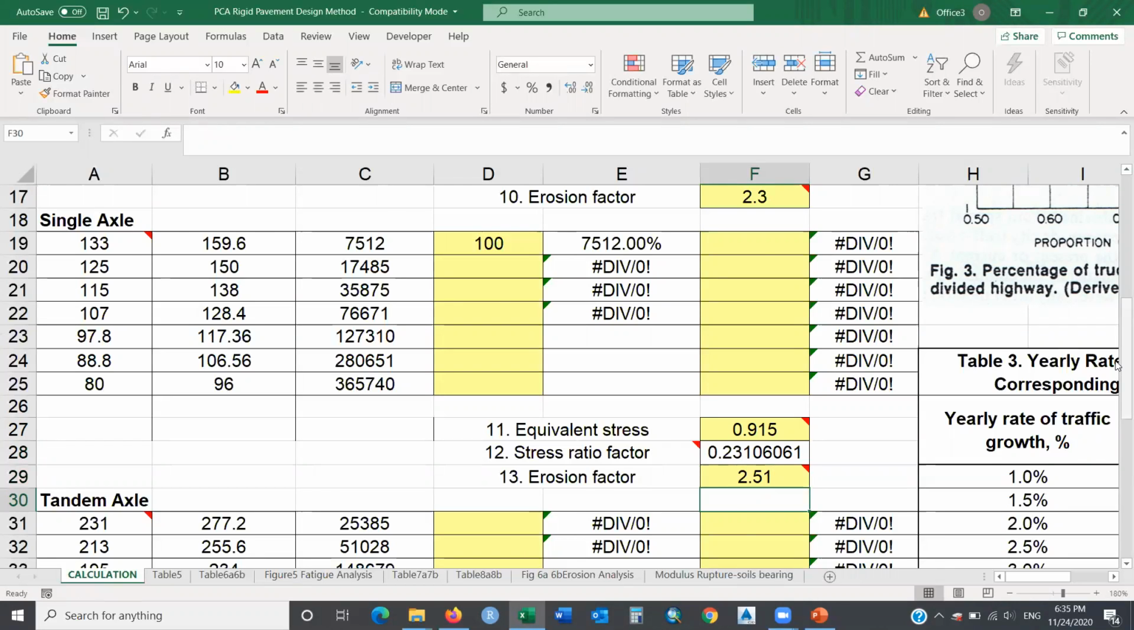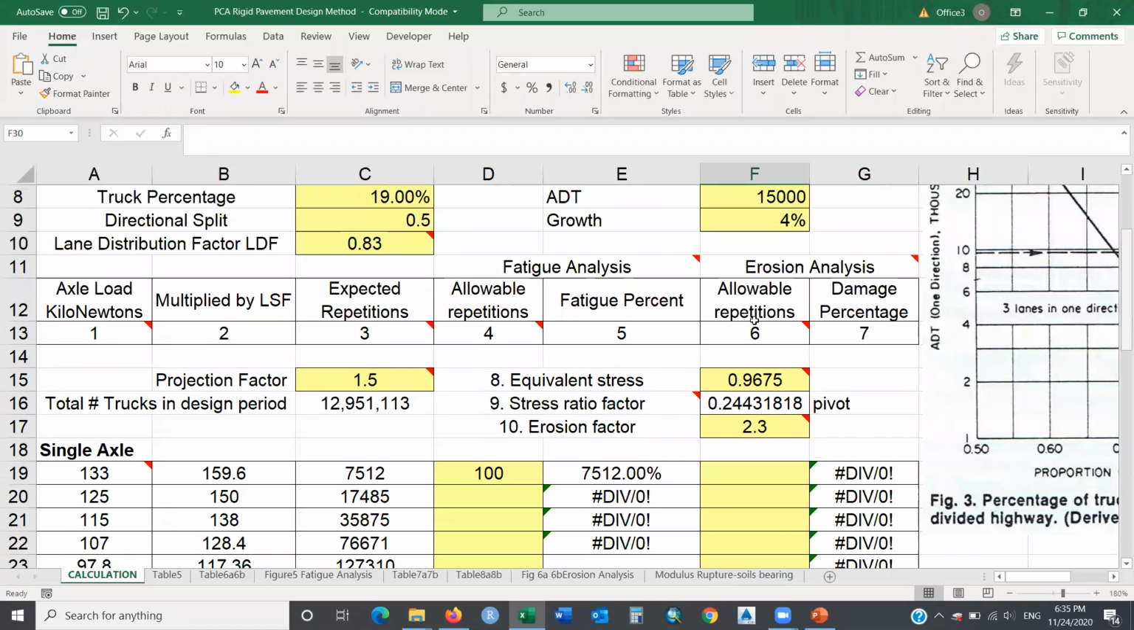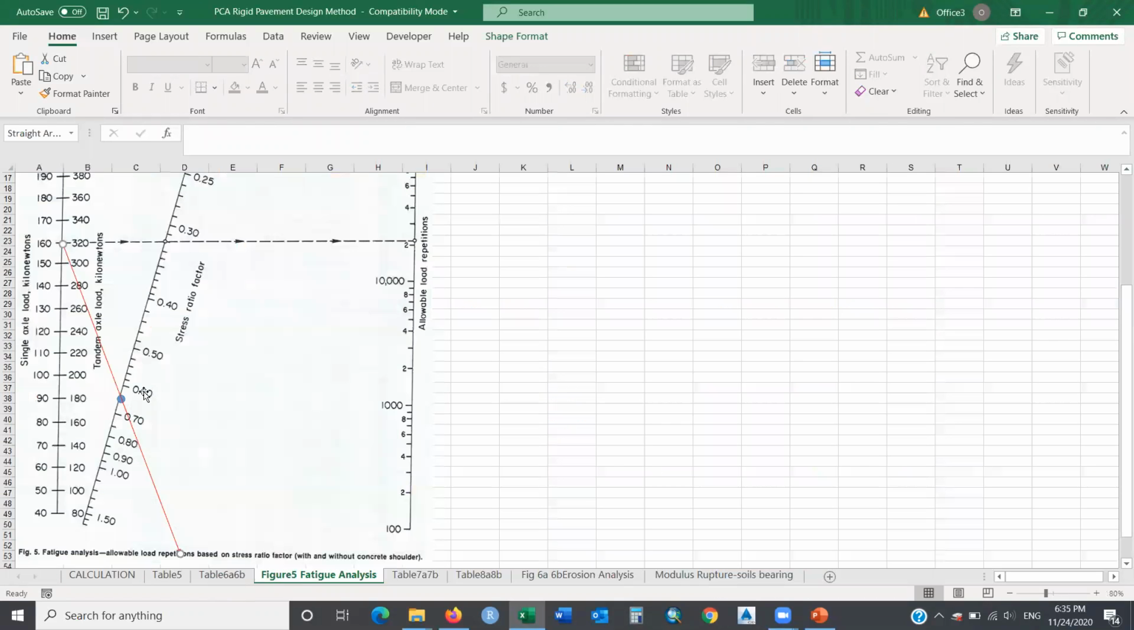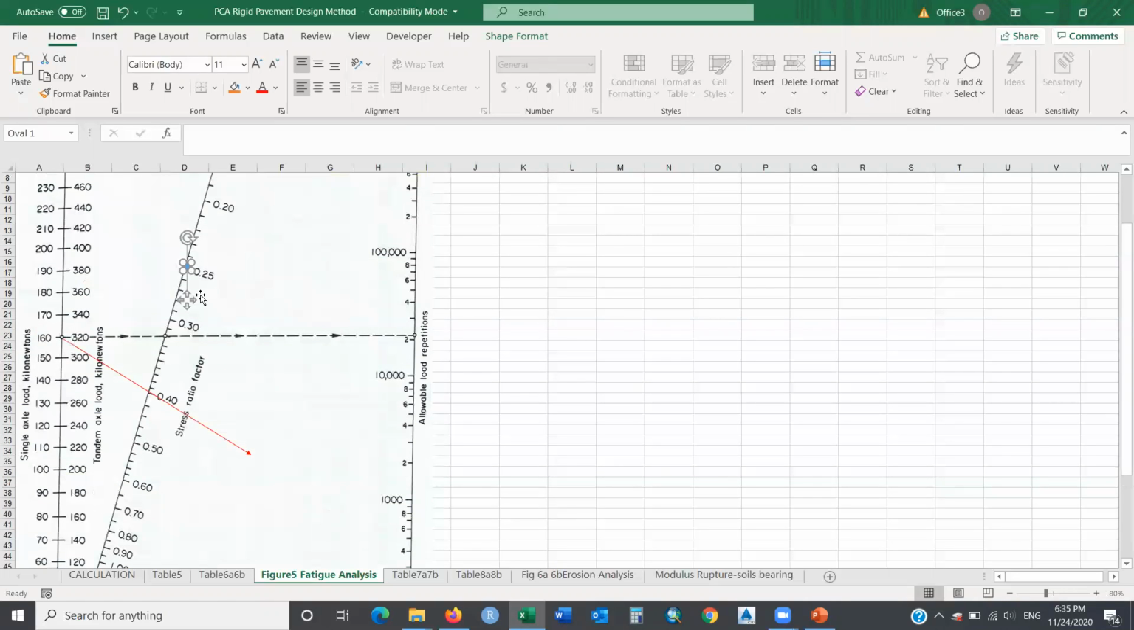So now we go and we try again. My pivot is 0.24. My pivot, oops, doesn't want to grab the pivot, is 0.24. This is 0.2, 21, 22, 23, 24.